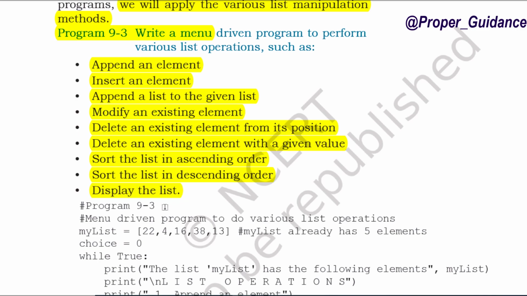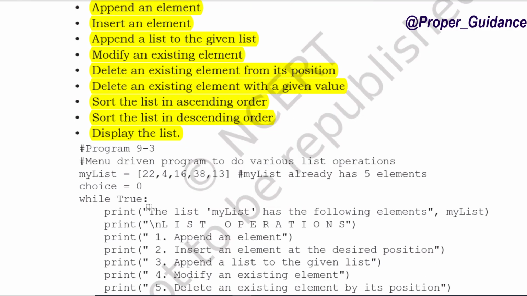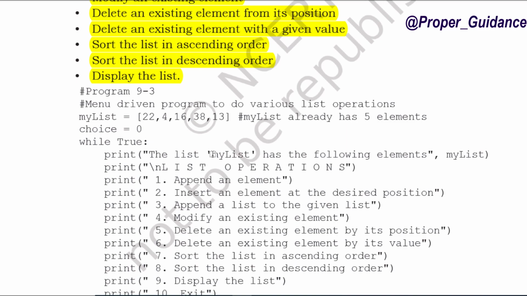These are the points to be noted, that these are the things we have to manipulate in a program, a menu driven program to do various list operations. Please look at the program. my_list, this is the name of the list, and here is the list, this thing, 22, 4, 16, 38 and 13. How many elements are here? 1, 2, 3, 4 and 5. Okay, my list already has 5 elements.